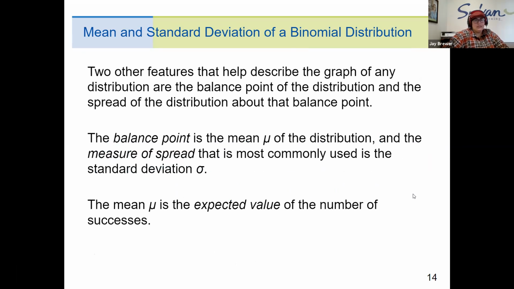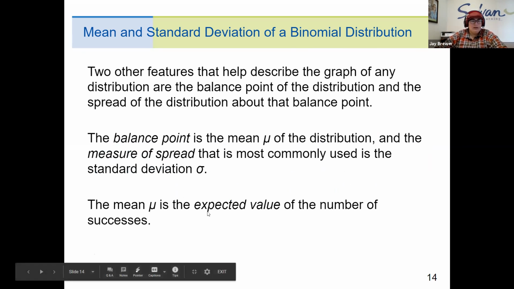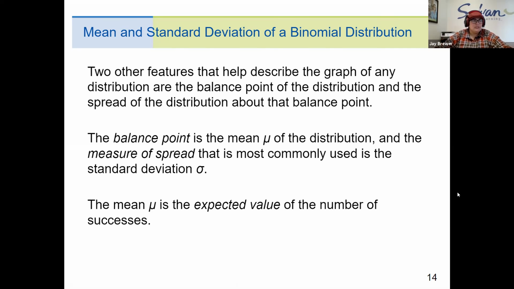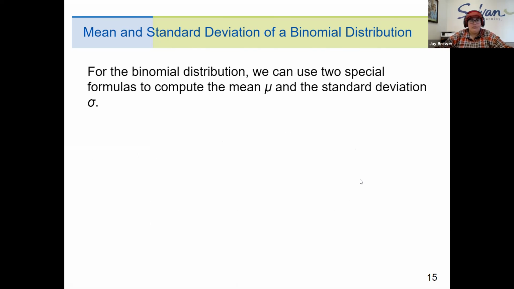Two other features that help describe the graph of any distribution are the balance point of the distribution and the spread of the distribution about the balance point. The balance point is just another description for the mean, and the measure of spread is another phrase for standard deviation. Don't forget that the mean can also be recognized as the expected value of the successes. All of this should be repeat for you.